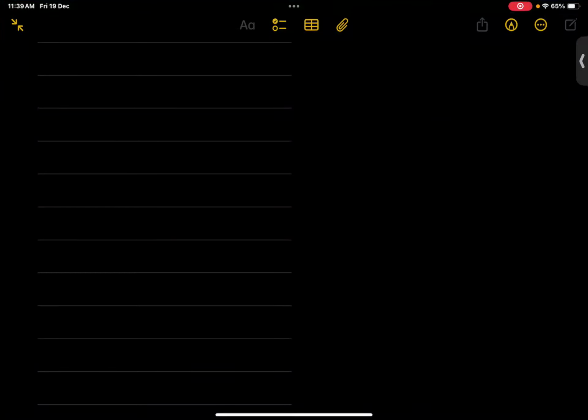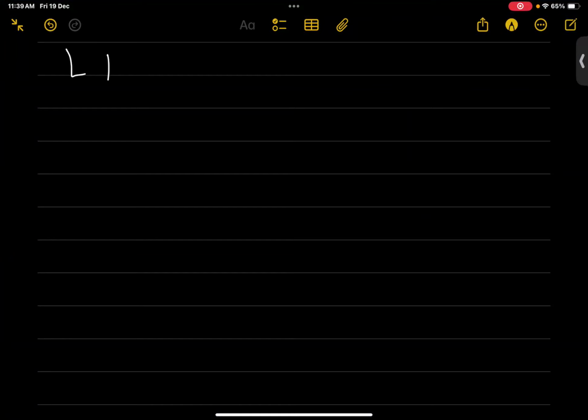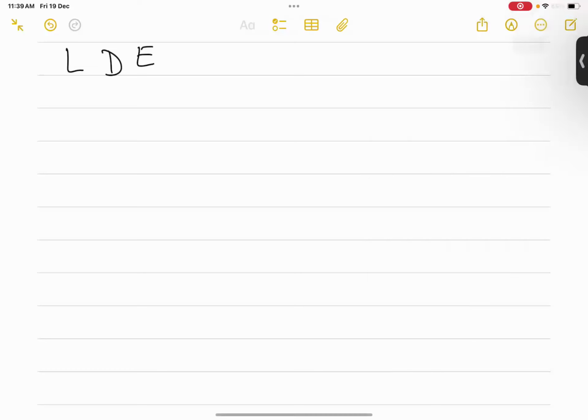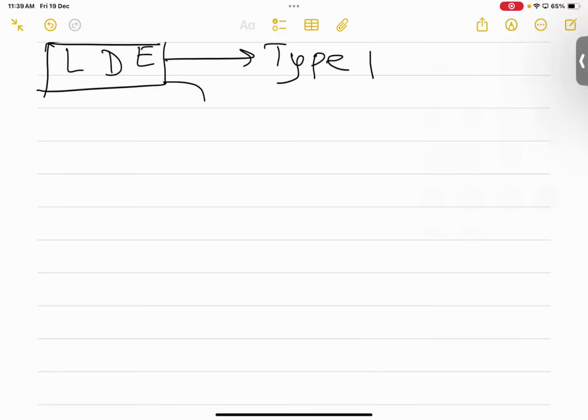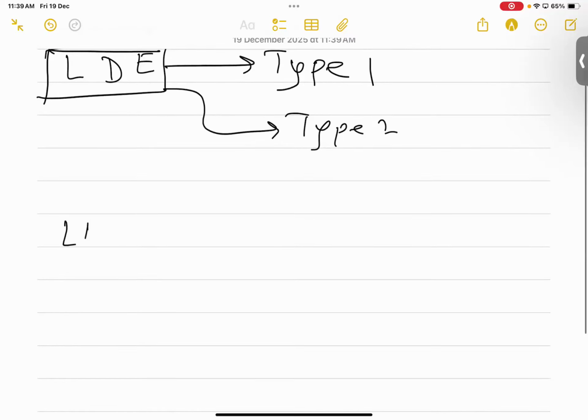So we'll start with the next type, that is LDE. Okay, linear differential equations, LDE. This is categorized further into two types: LDE type 1 and LDE type 2. Okay, LDE type 1 and LDE type 2. So yes, we are starting with LDE type 1 problems first.